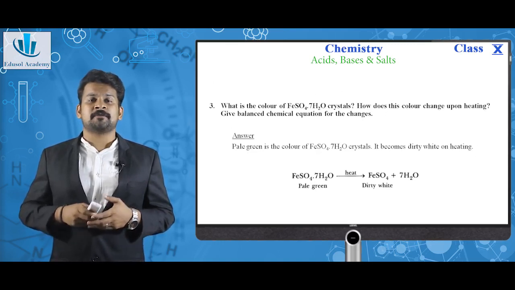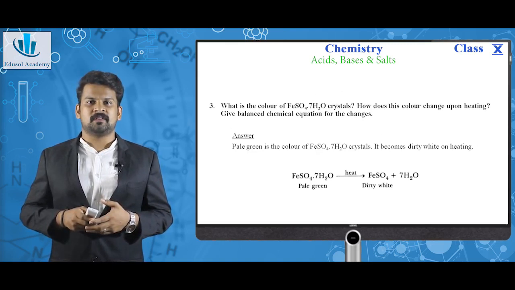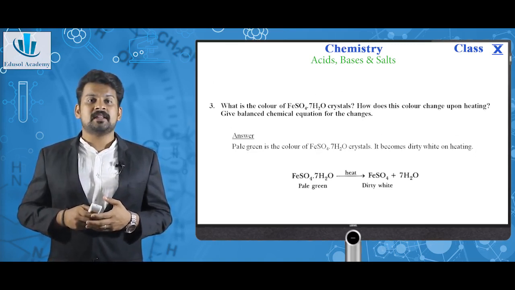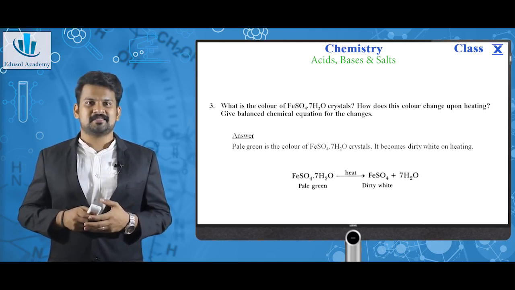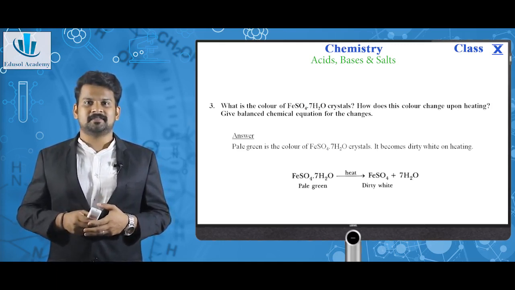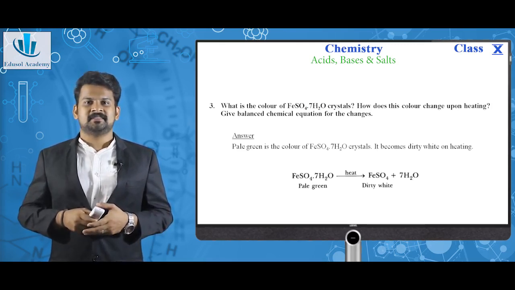What is the color of ferrous sulfate crystals, FeSO4·7H2O? How does this color change on heating? Give the balanced chemical equation for the changes. As you all know, ferrous sulfate crystals are green in color. It becomes dirty white on heating. Because why?